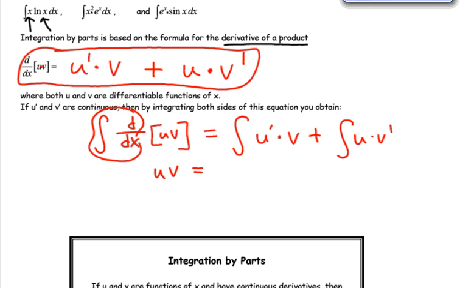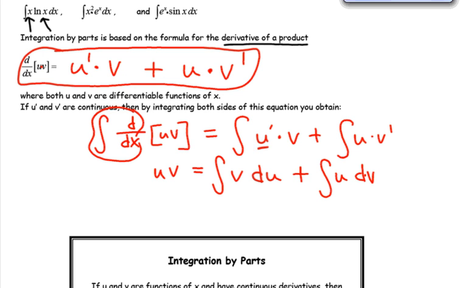On the right side, I went ahead and split my integral up into the sum: the integral of u prime times v. Remember when we take an integral, we have a d something, dx, du. So that u prime is the same thing as du, the derivative of u. I'm going to rewrite this as the integral of v du. The other one would be the integral of u dv.